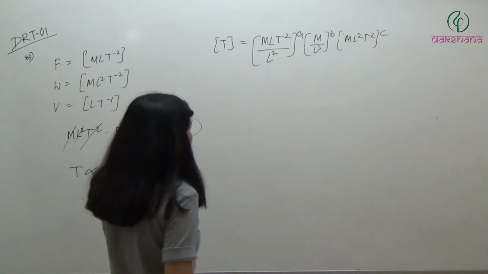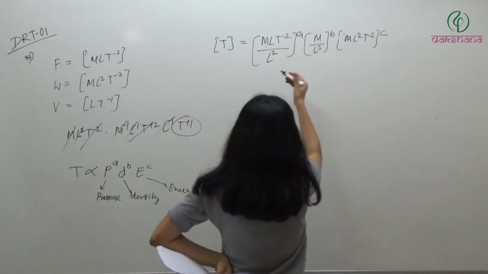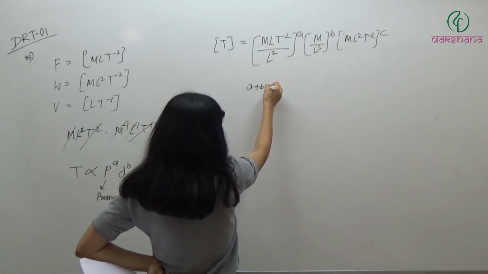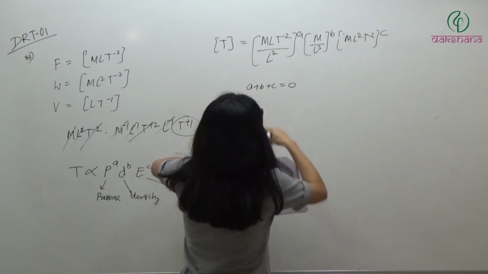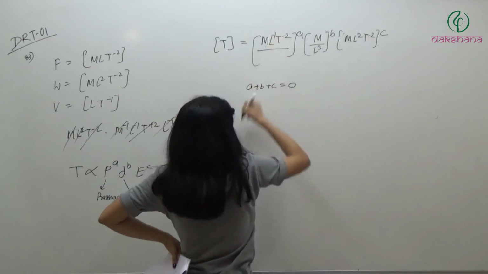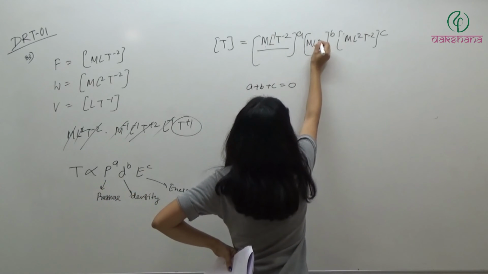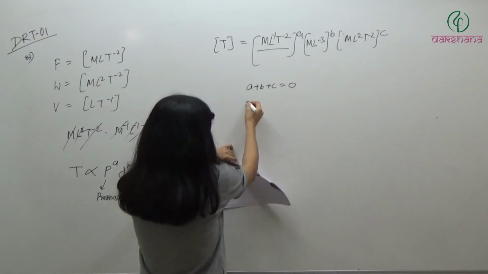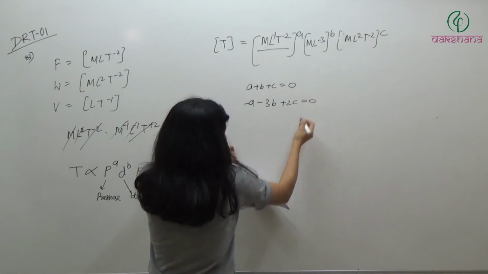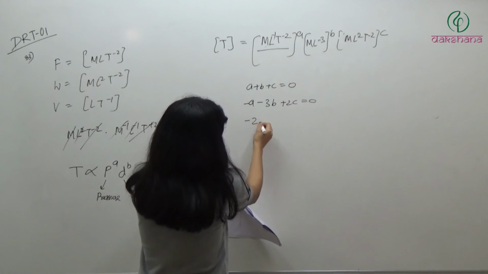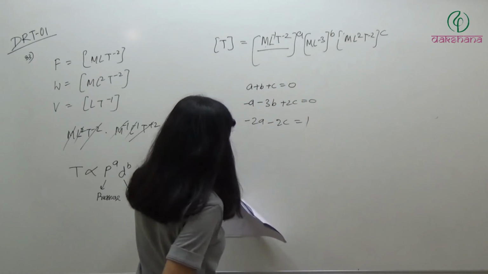So from here, M to the power A, B and C. So A plus B plus C is equal to 0. Here we have 0 for L. To the power, here it will become minus 1, here it will become minus 3. So we have minus A minus 3B plus 2C is equal to 0, and minus 2A minus 2C is equal to 1. Clear?